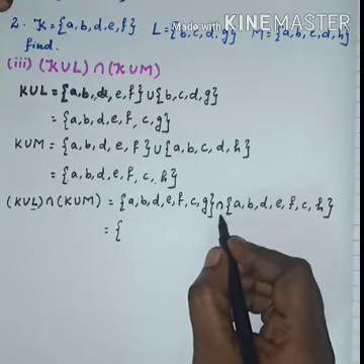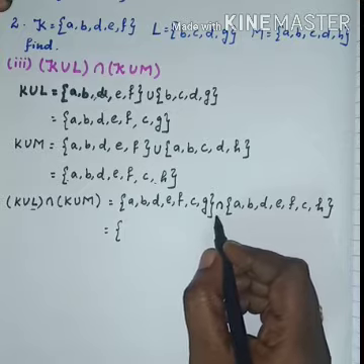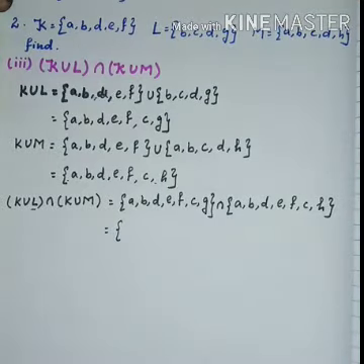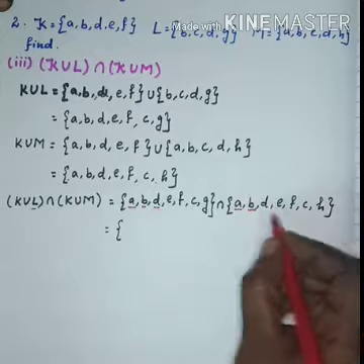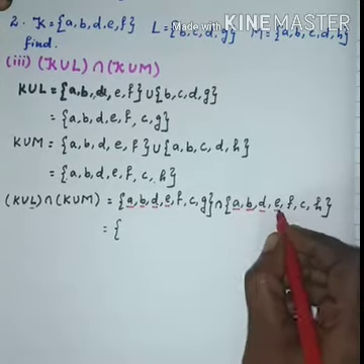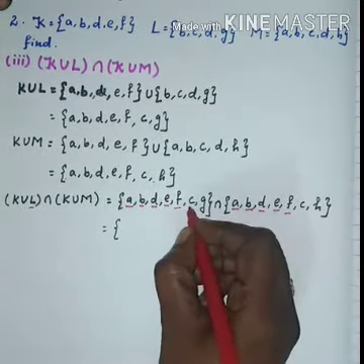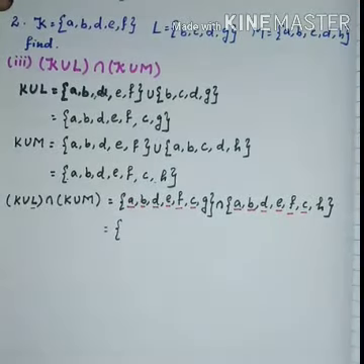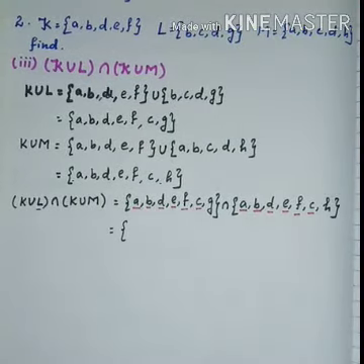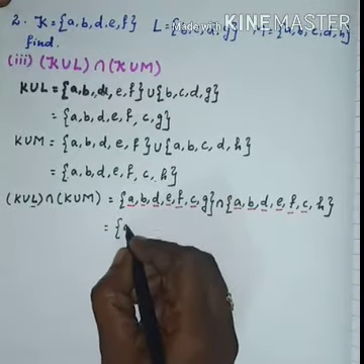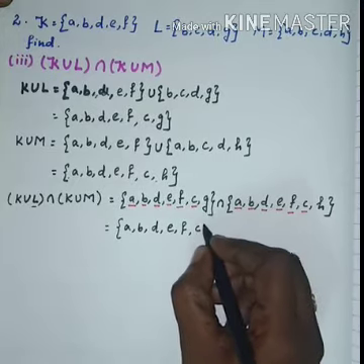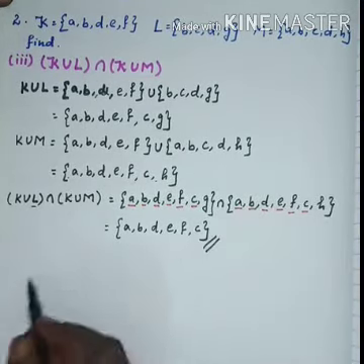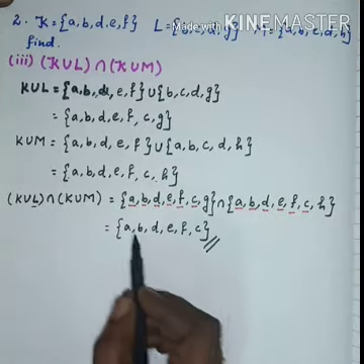So intersection is nothing but we have to find the common elements in both the sets. So what are the common elements in both the sets? A is the common element, and then B is the common element, D is the common element, E is the common element, F is also the common element, and then C is also the common element in both the sets. So the answer is A comma B comma D comma E comma F comma C. This is the answer for K union L intersection K union M.